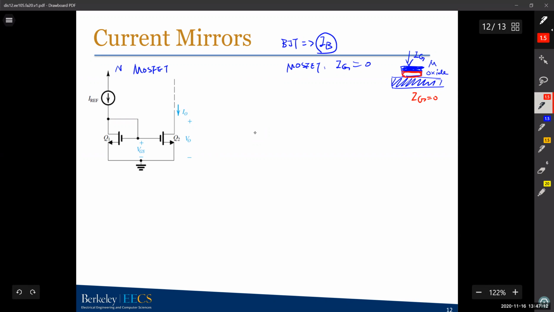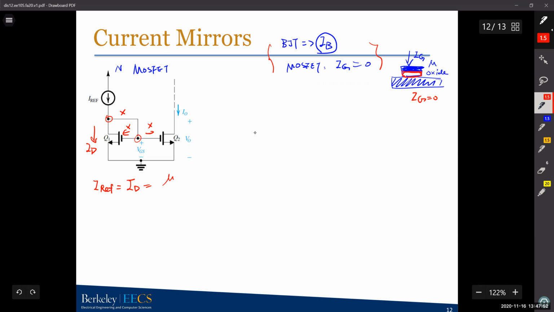There's no current that could be flowing into your gate unless there is leakage current, but we don't include it here. So IG is just 0. That's one of the important differences between BJT and MOSFET. So even though we connected the gate to the drain for the current mirror, there's no current to the gate. And so basically your IREF, reference, equals ID, right?